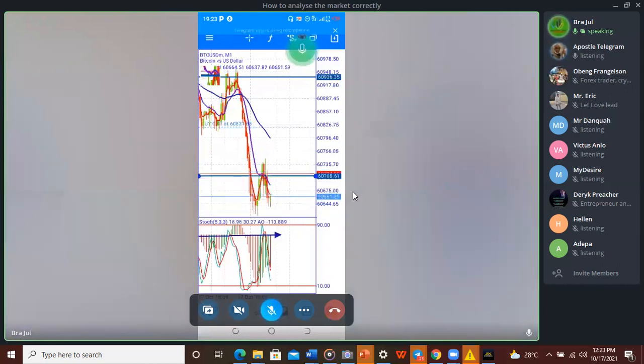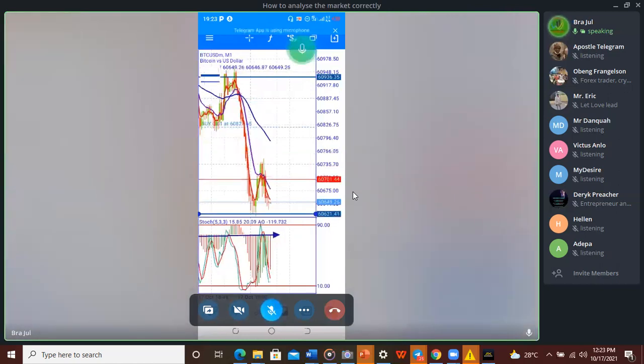But if it's able to cross well to the upper side, then you can see that it will just go up again. So now you'll be watching whether it will respect this level and then go back, or it will not respect it and then maybe crash down to the downside. So there are two things involved. That's what you watch, whether it will respect it and go down or not.